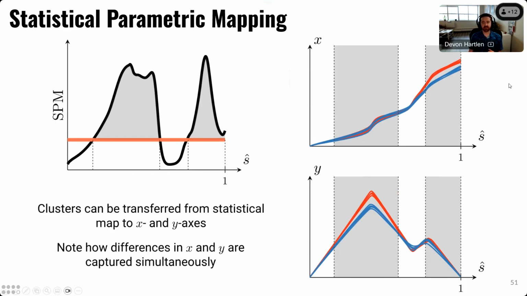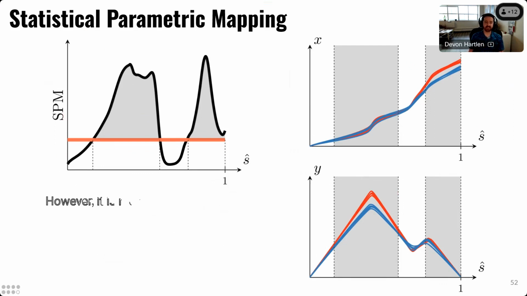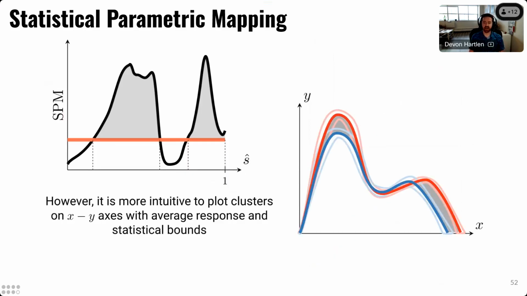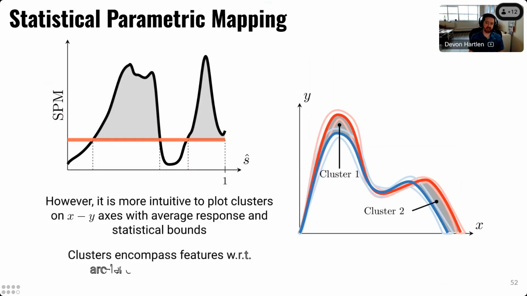Now, this is shown in the sort of arc length space. I think it's also useful to visualize it in the XY space. So I'm going to plot the average response and corridors for each of those sets of data, and the shaded regions in this diagram represent where those clusters of significance occur. They're not bounded by extents in either the X or Y axes, but rather with respect to this arc length.